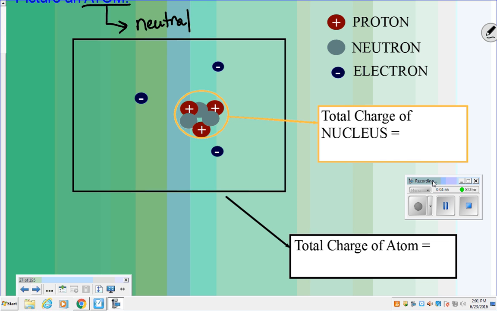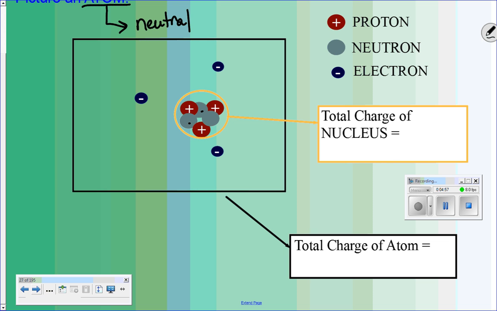So if we look at this picture right here, we have 3 neutrons. They don't have any charge, they're neutral. Then we have 3 protons. So the total charge of this nucleus is positive 3. Now, if this were a picture of an atom, remember, protons are always going to be equal to electrons. So since we have 3 protons in the nucleus, we have 3 electrons outside. The overall charge for the atom is neutral.